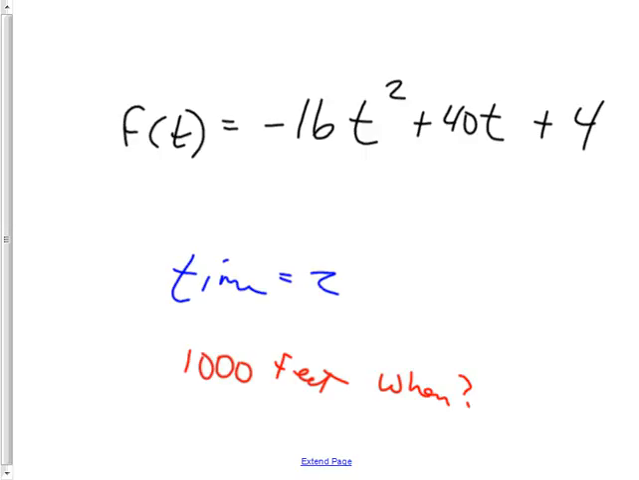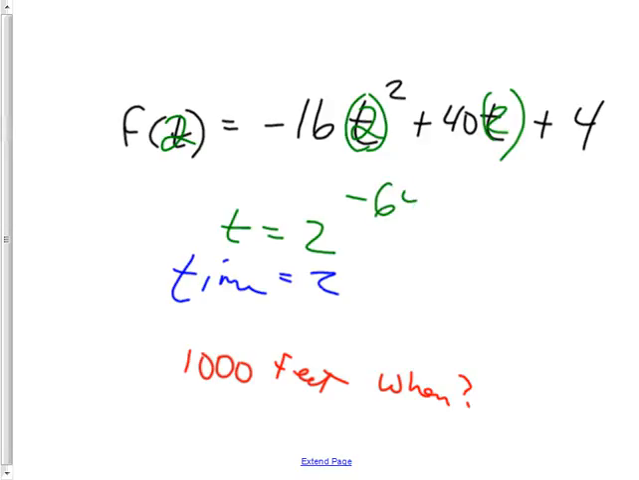First one, time is 2. All you have to do is stick a 2 in for which, the f of t or the t? When they said time was 2, they were telling you t is 2. So you stick a 2 in there. f of 2 is that, and that's all there is to it. 40 times 2 is 80, and 4 times negative 16 is negative 64. Negative 64 and positive 80 plus 4. So 84 and negative 64, I think that's 24.